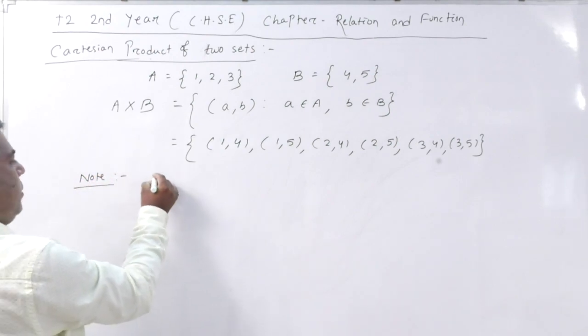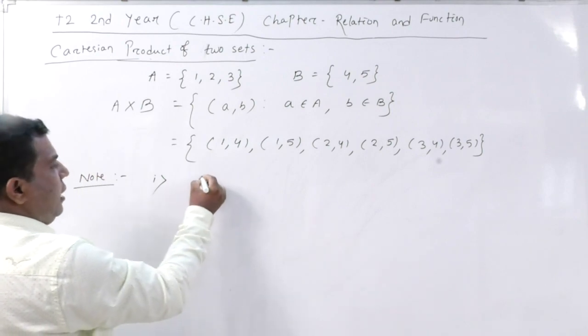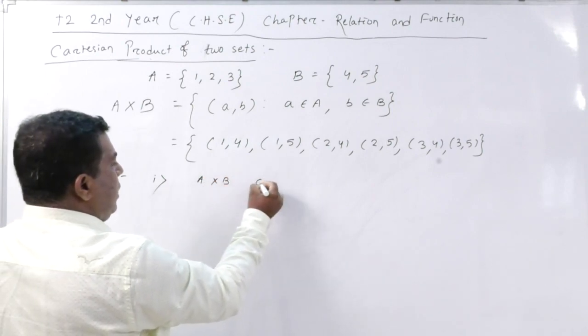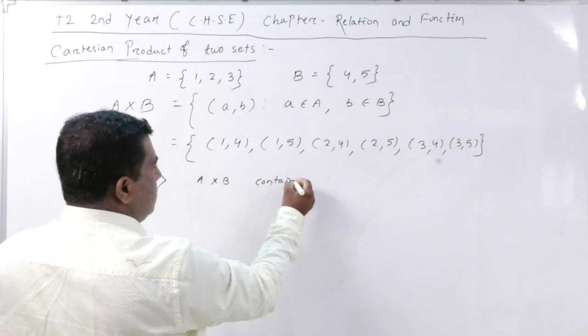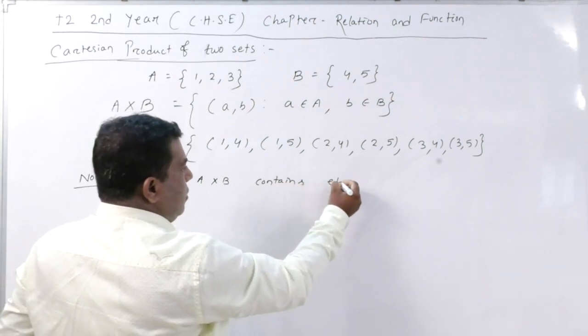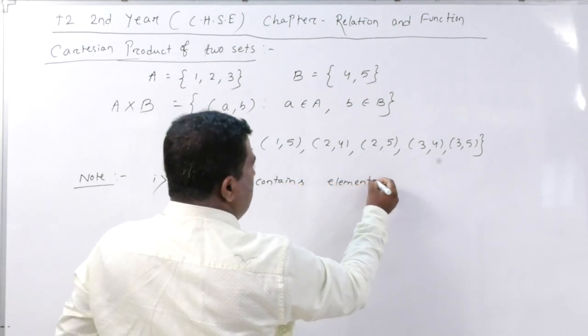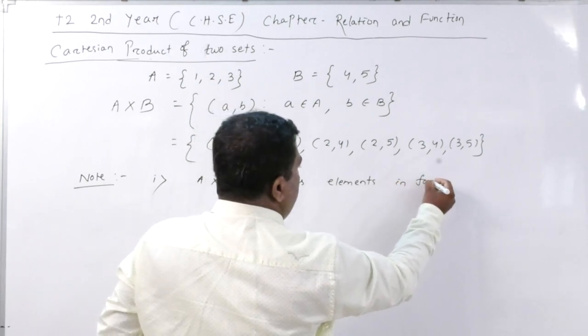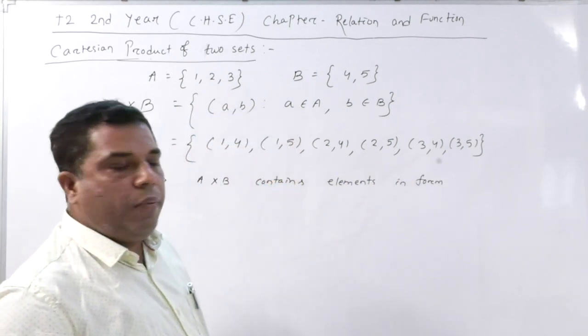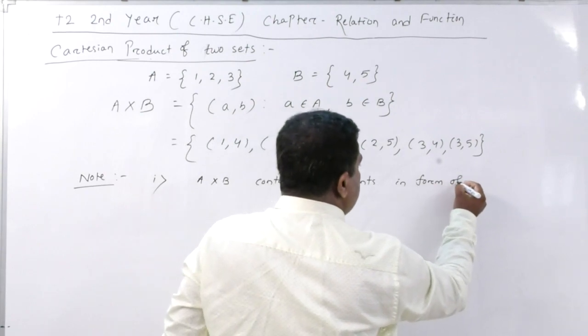What is the first observation? The first observation is A cross B contains elements in the form of what? In the form of ordered pairs.